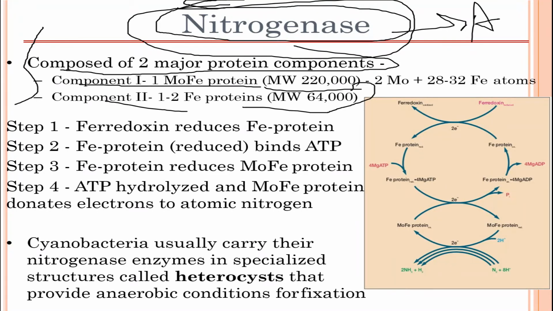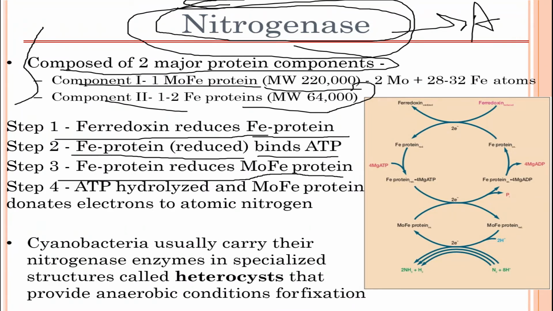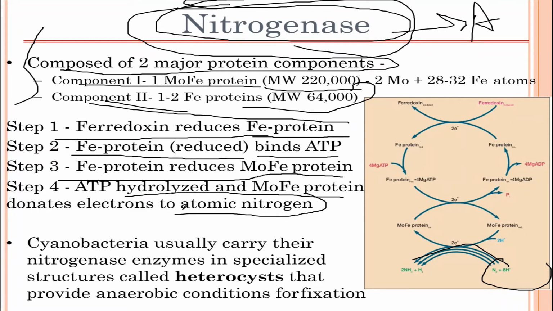Talking about the steps involved with nitrogenase. Step 1: ferredoxin reduces the Fe protein. Second, the reduced Fe protein binds to ATP, and the Fe protein reduces the molybdenum-iron protein. ATP is hydrolyzed and the MoFe protein donates electrons to atomic nitrogen. So this is how the entire process gets done, and nitrogen gets converted to ammonia. These are the 4 steps that you may like to remember or take a screenshot of, and which might come in your exams.